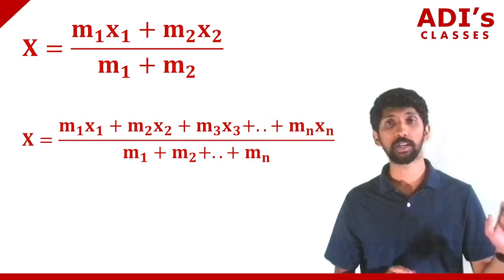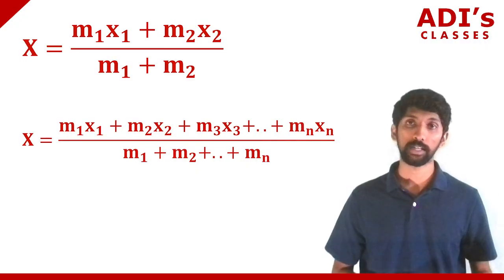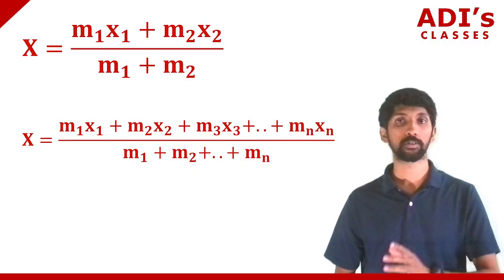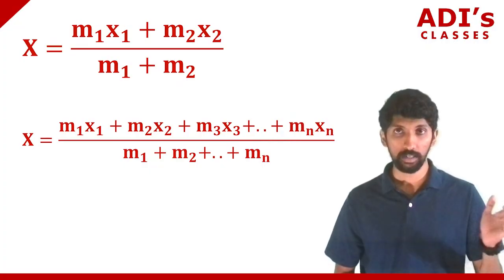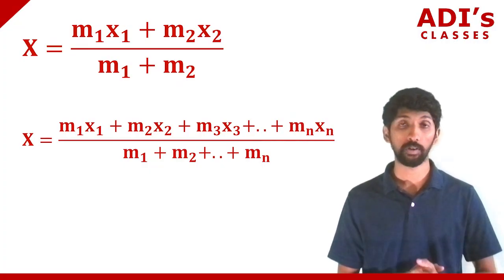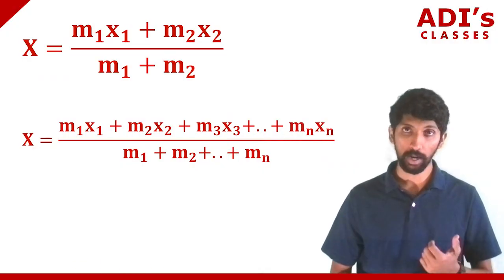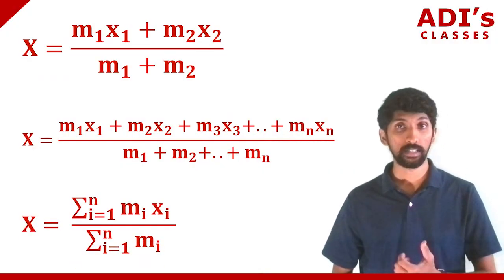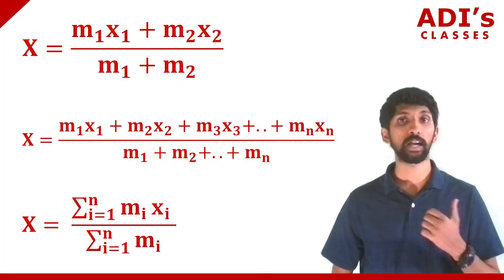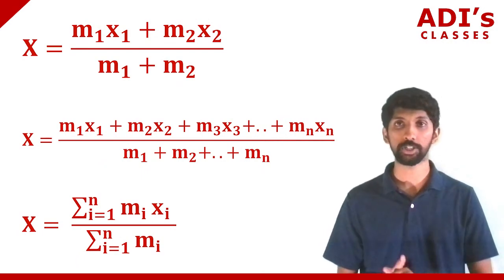Now if there are n number of points, then we have m1 x1 plus m2 x2 plus m3 x3, and so on till mn xn, divided by m1 plus m2 plus m3 till mn. In short form we can write this as sigma mi xi, where i is equal to 1 to n, divided by sigma mi, where i is equal to 1 to n. This is nothing but a notation, correct?